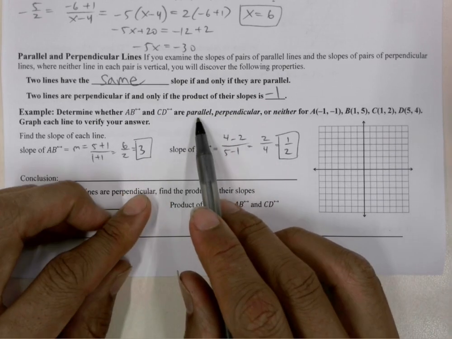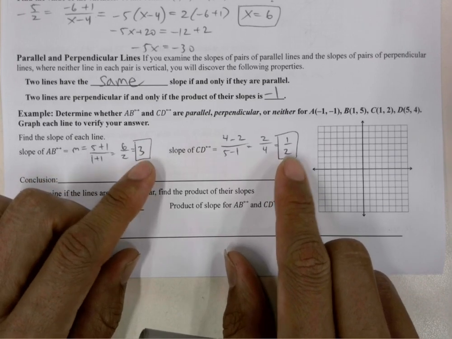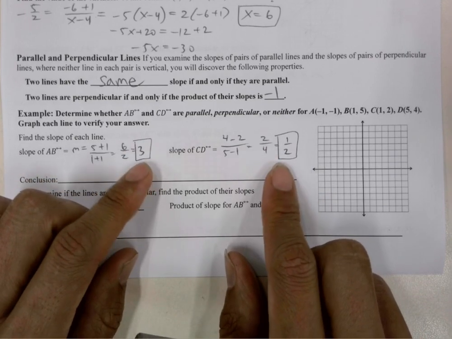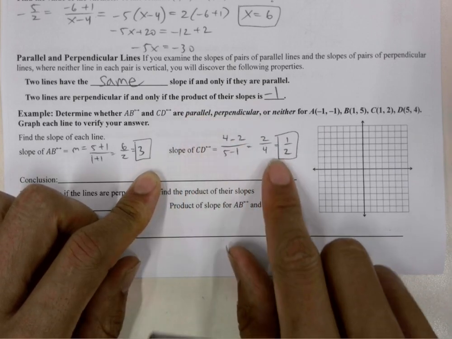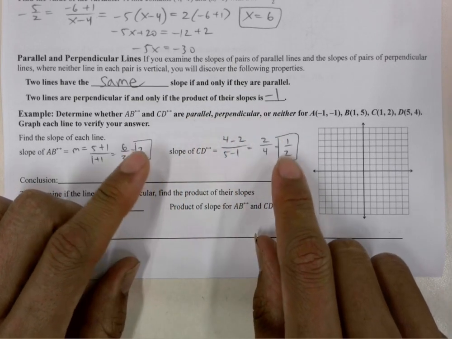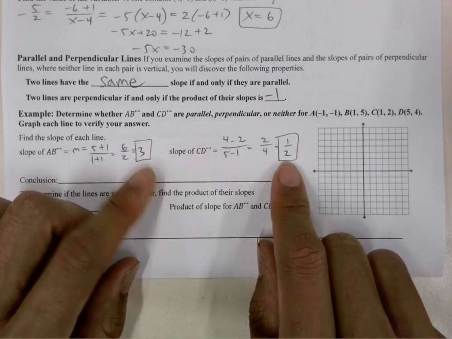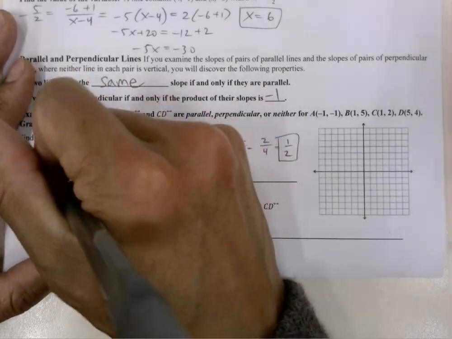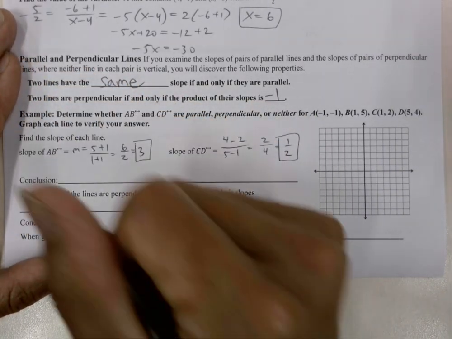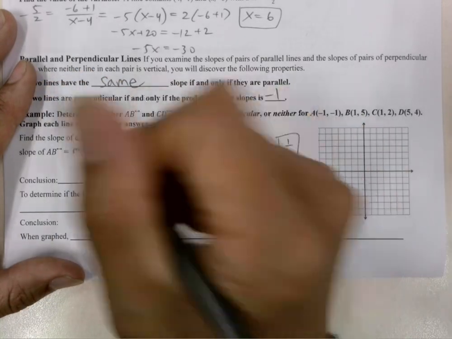Okay, so then now we want to say, what are they? Are they parallel? Well, if they're parallel, that means their slopes would be the same. These two numbers are not the same, thus the two lines are not parallel. They would be perpendicular if their product was negative 1, but it is not. So they are not perpendicular. And it leaves only one last option, which is neither. So let's go ahead and say the lines are neither. So I'm just going to put neither.